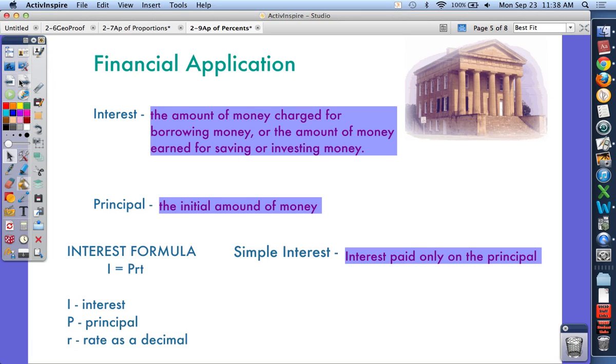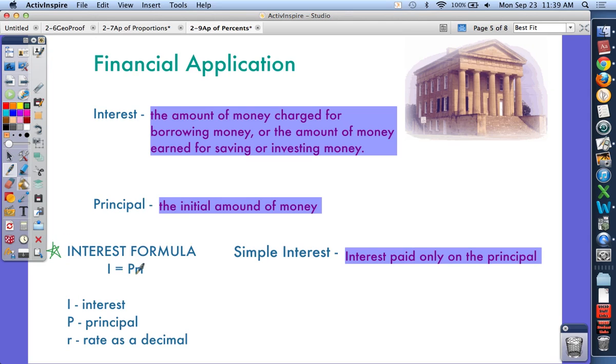The principal is always the initial amount of money that you're starting with. And the simple interest is only paid on the principal. We're going to talk about compound interest just as an extension for today, but really all you need for class is simple interest. You don't have this interest formula on your paper, so please make sure you add this to your sheet. You can write it right in the margin.